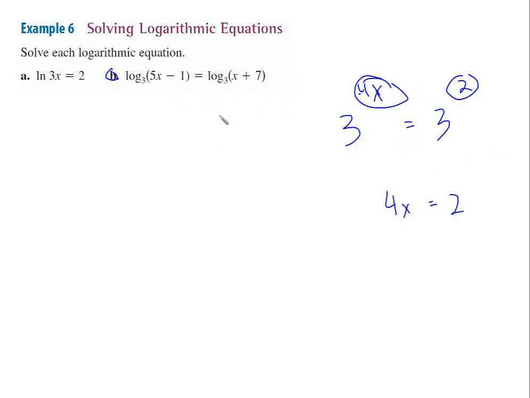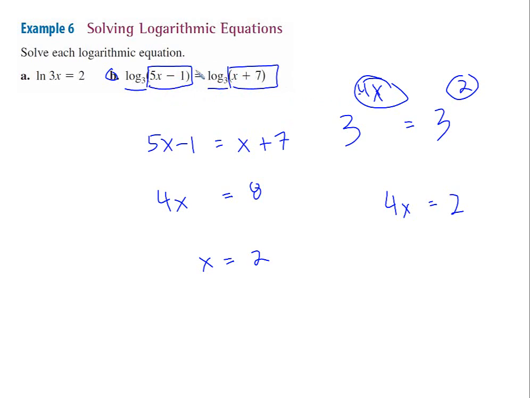Since the left and right side have to be exactly the same, and because these logs are exactly the same, we could just say, hey, 5x minus 1 has to equal x plus 7. And then you just do the algebra, you minus x, you get 4x, you add 1, you get 8, you divide by 4, so x is going to equal 2. Okay? So that's the idea behind this. If these logs are exactly the same, that means that these values have to be equal to each other. You can set them equal to each other.